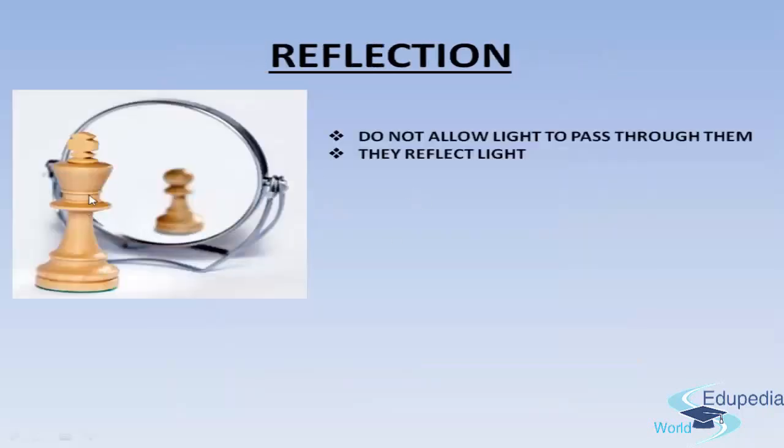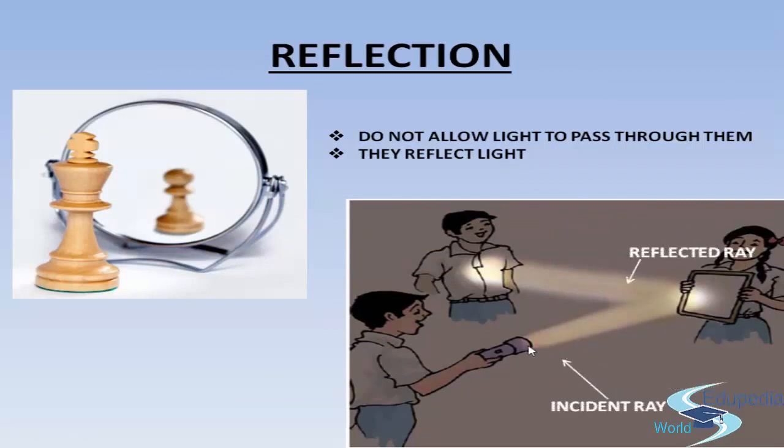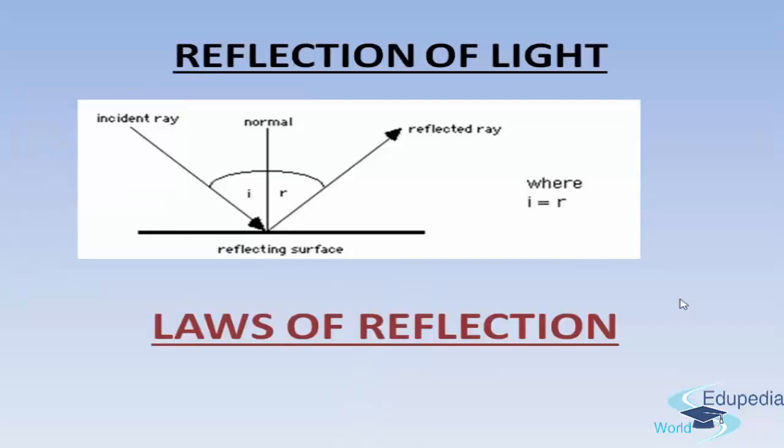If we keep any object in front of the mirror, or if we stand in front of the mirror, we are able to see our own image in front of the mirror, right? That is because mirrors reflect the light. Now, in the same example that we have learned, the incoming ray actually becomes the incident ray and the outgoing ray becomes the reflected ray. And that's why we have 2 kinds of rays, right?